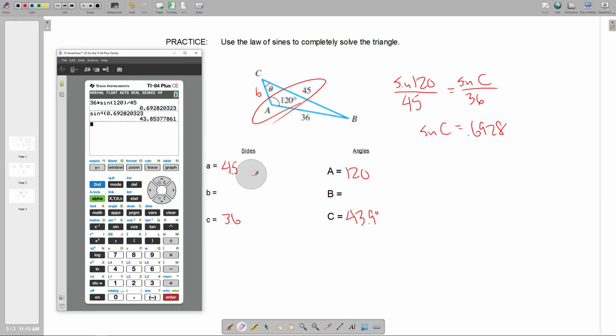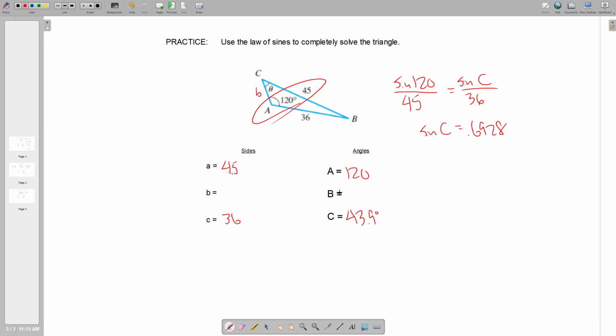Sorry. Okay. Now that I know that, I can do 180 minus 120 minus 43.9, and I'm going to get a pretty acute angle here, 16.1. So angle B is 16.1 degrees. Now, the last thing I need to do, now that I have angle B, I can now do law of sines to find side B.